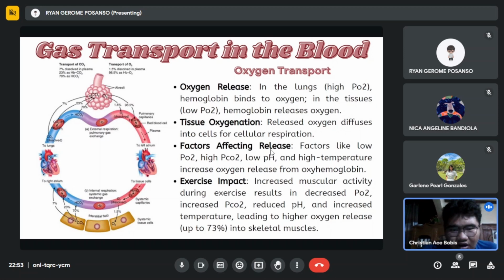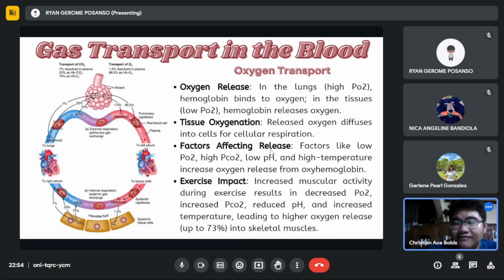Next is tissue oxygenation. Once released from the hemoglobin, oxygen diffuses into the surrounding tissues, ensuring adequate oxygen supply for cellular respiration. This diffusion is crucial for sustaining the energy needs of cells, supporting the various physiological functions. Tissue oxygenation is a fundamental aspect of overall oxygen transport in the blood, connecting the respiratory and circulatory systems to the metabolic activities of individual cells.